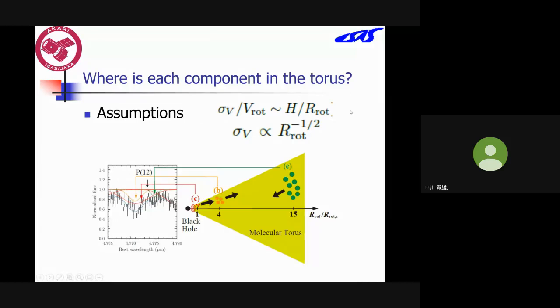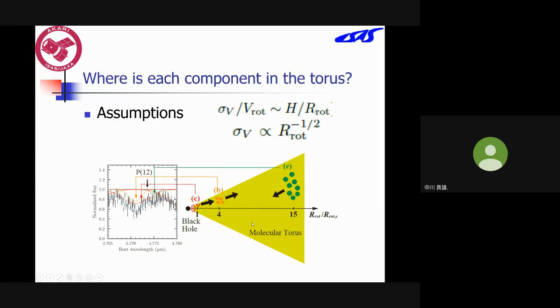Then if we assume this equation, the velocity width should be proportional to the inverse square root of the distance from the center. Then our interpretation is that we have two outflow components, which should be pretty close to the central region. And we have one inflow component, although this component is very high temperature, it has a very narrow line, which could imply that this component is far away.